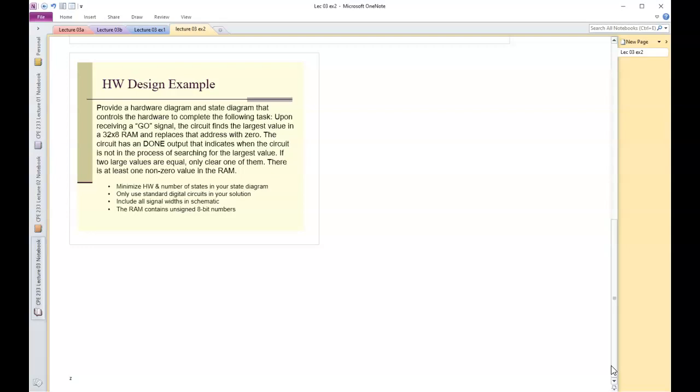What I'm going to do here is wait for a go signal. That's going to be one state. Next, I'm going to be searching for the largest value in the RAM. And once I find that large value, after I go through the whole RAM, I'll have the largest value, and I'm going to need to clear that value at that given location. So this means a couple things. There's three things I need to do: I need to wait, I need to search, and then I need to go write. So the implication there is that there are three states in this.